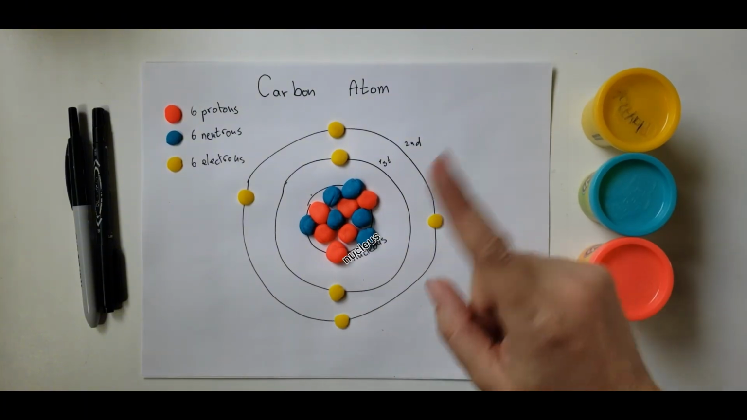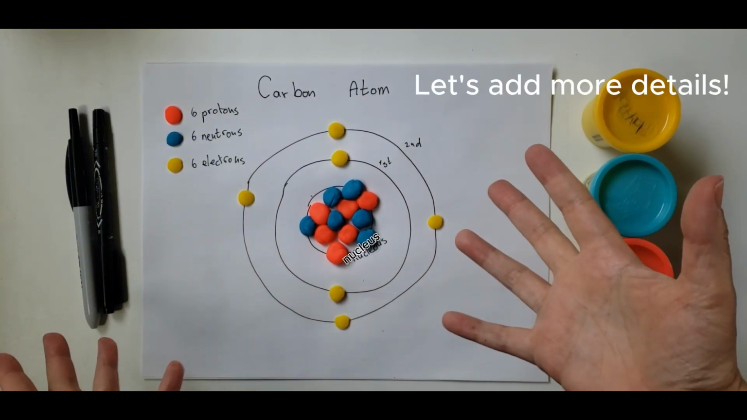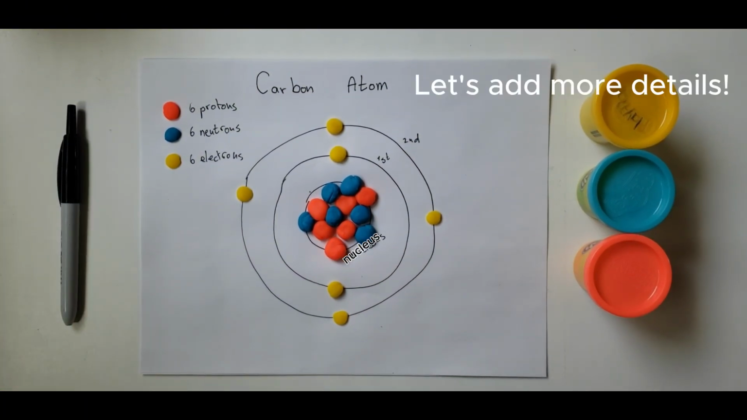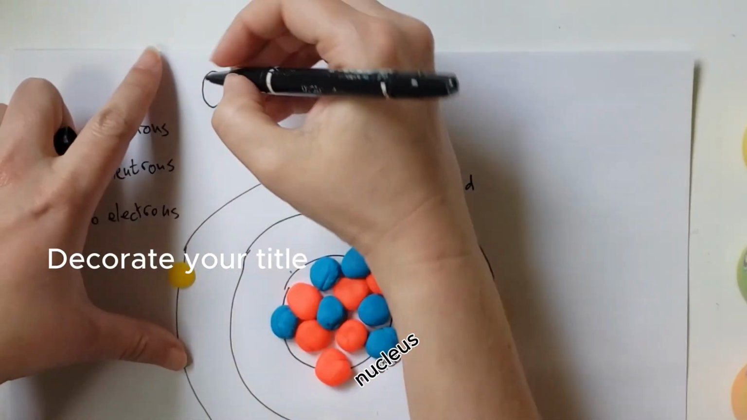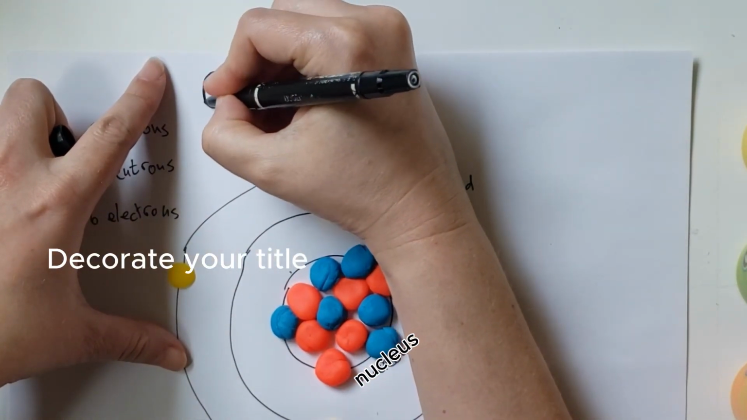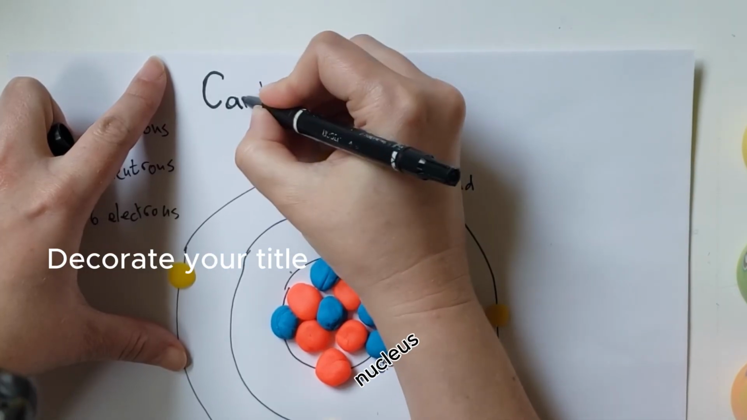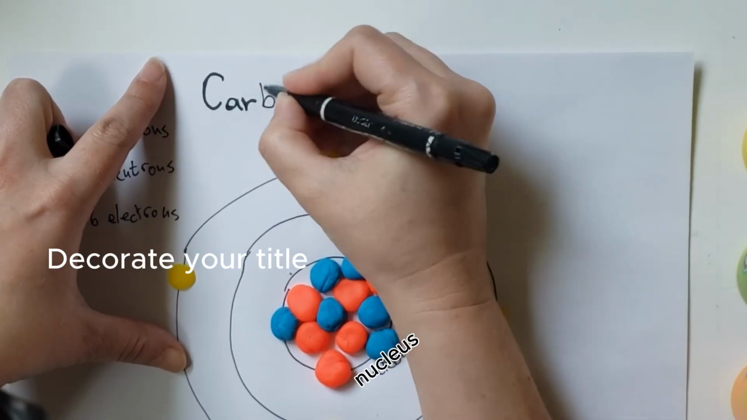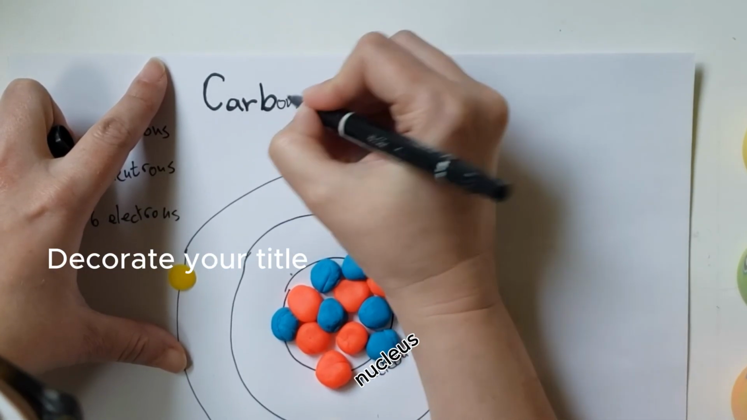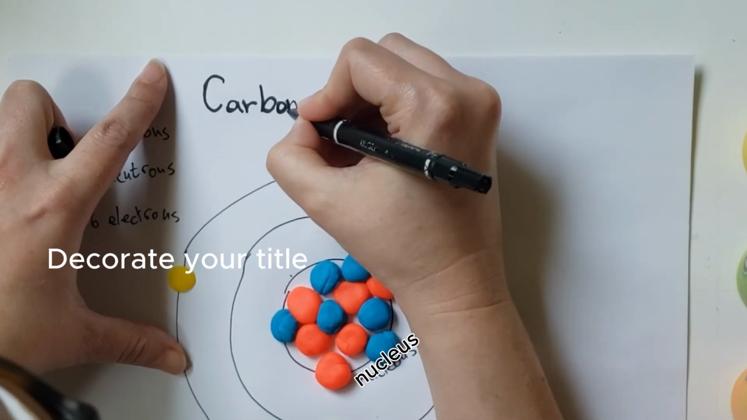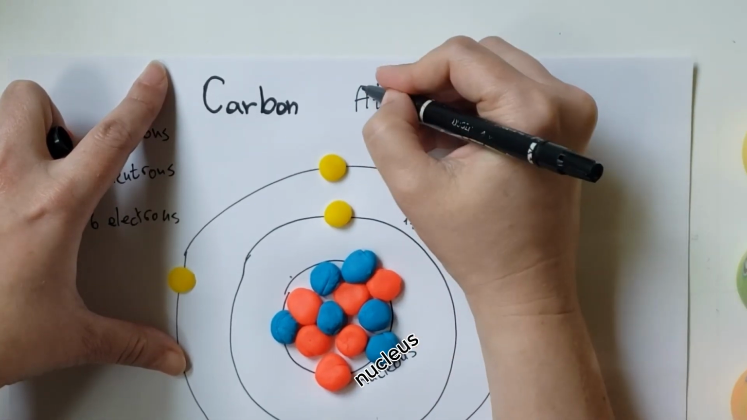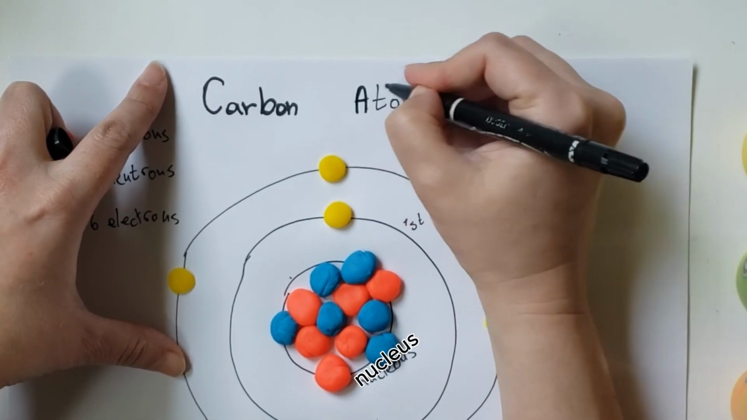We don't have to stop here. Let's add more details. Let's decorate our title. I'm making the title thicker. What are you gonna add to your title? You can make it thicker, you can add color, you can add little sparkles.